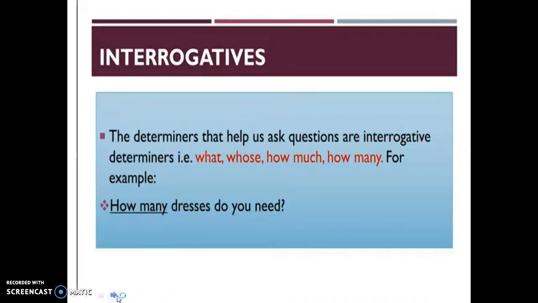Interrogatives. The determiners that help us ask questions are interrogative determiners. We should join to this group: what, whose, how much, how many, and others. For example, how many dresses do you need?